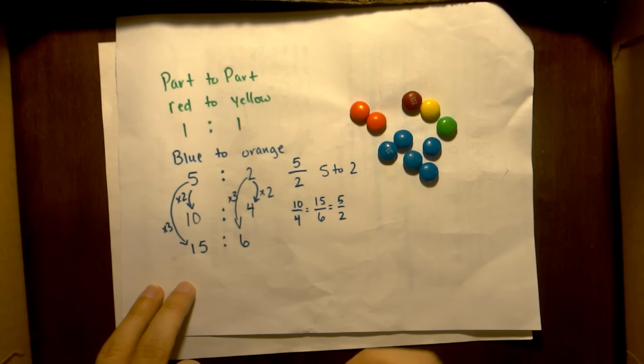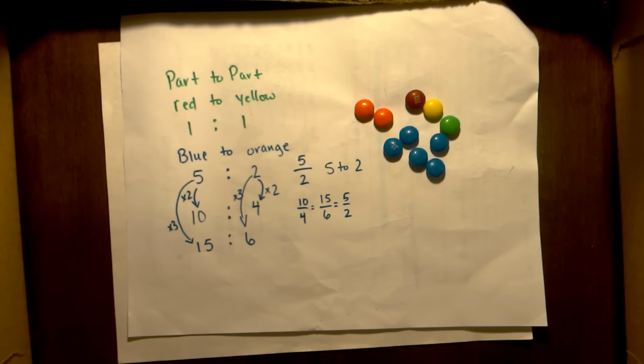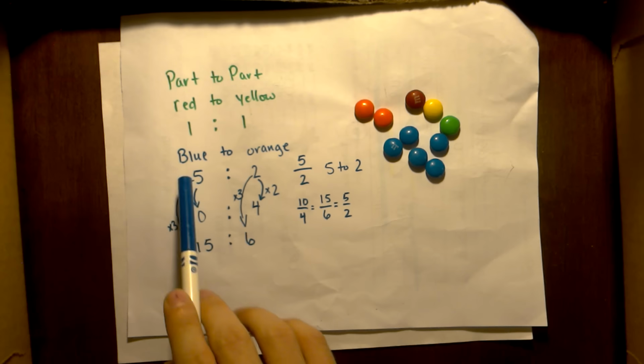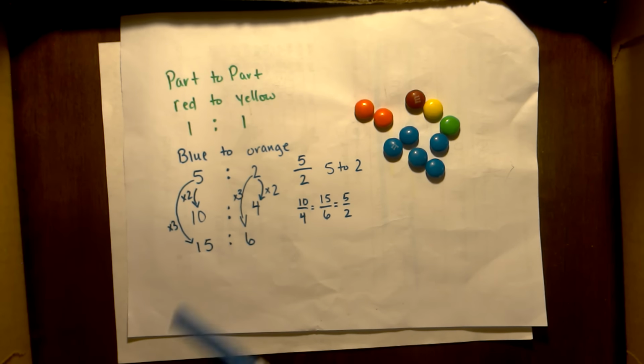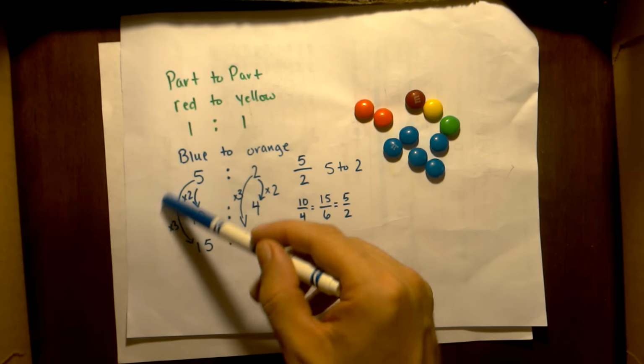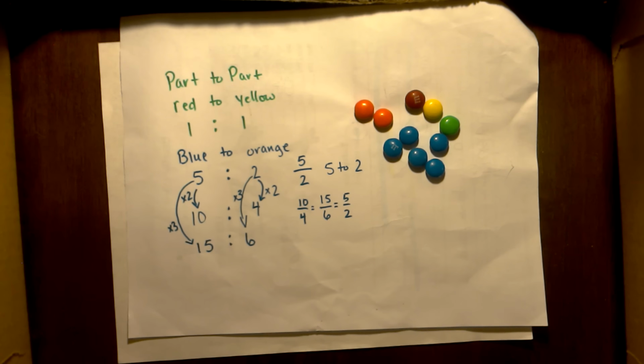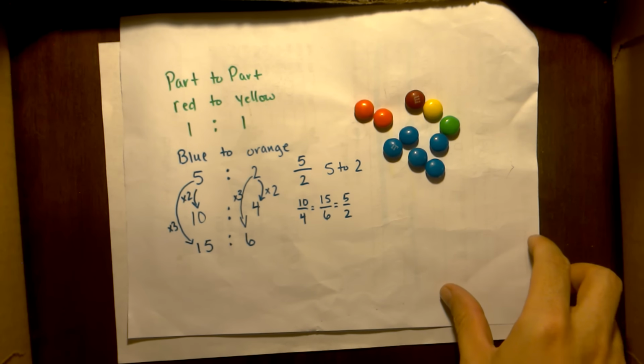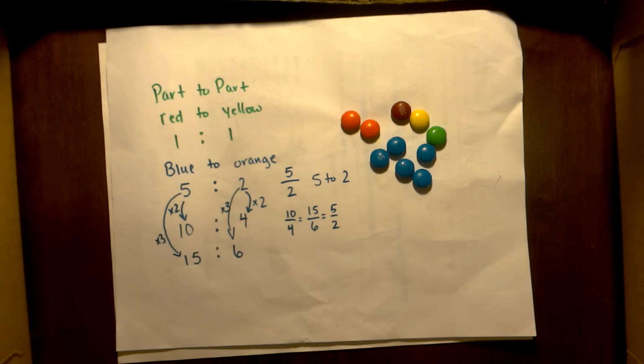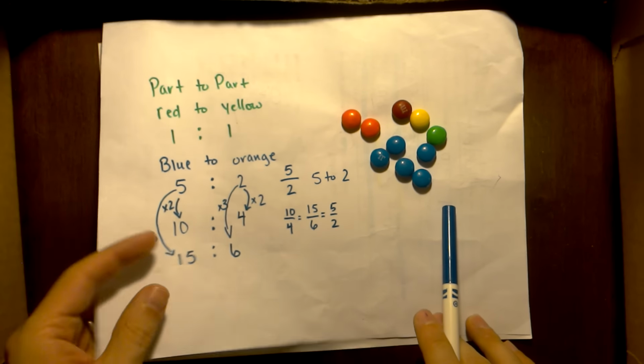So equivalent ratios work just like equivalent fractions, by multiplying or dividing the top and the bottom, or each term, by the same value. I could multiply times 2. I could multiply times 3. Both of them would work. I have an endless number of equivalent ratios. Now let's talk about part to whole.